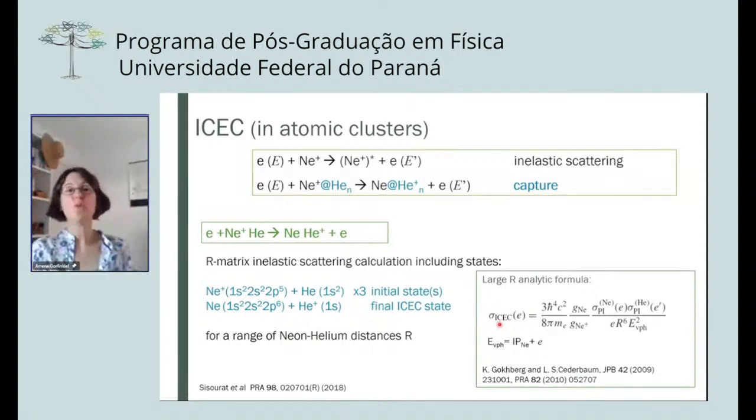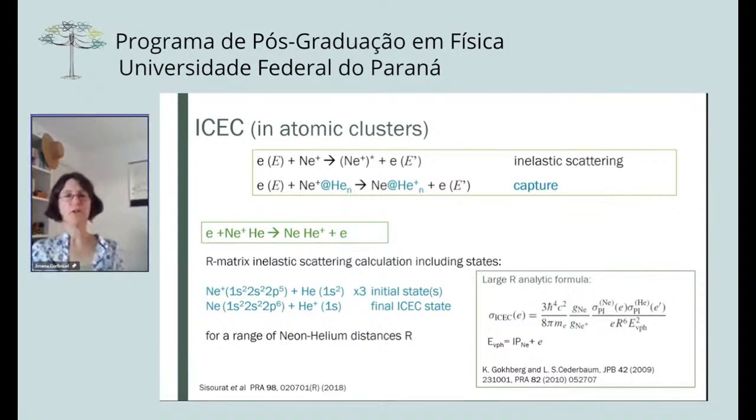Now, we thought we could do better with the R-matrix method, because if you think about it, this ICEC process, which is listed here, is basically like an inelastic scattering. You start with an electron of a certain energy, it interacts with the target, the internal state of the target changes, and you end up with an electron with a different energy. So we started by looking at this with one helium atom, and we did some fairly simple calculations with just a few states. And what we got is this.